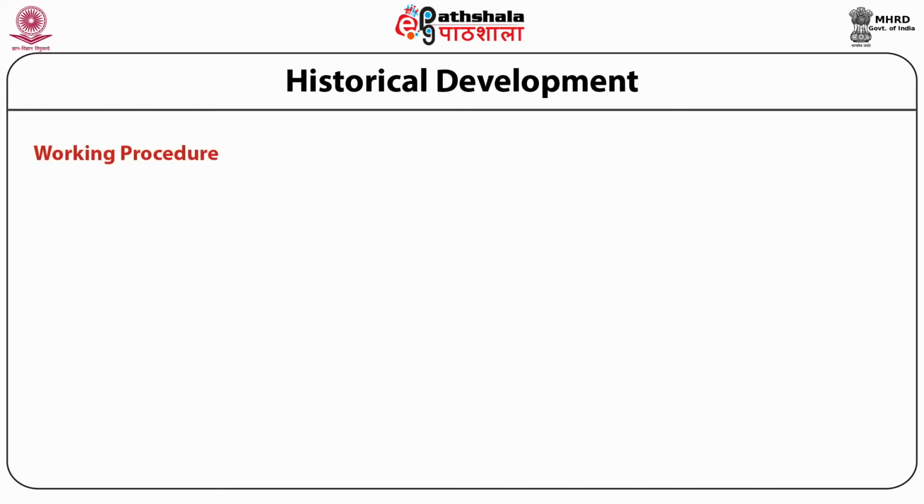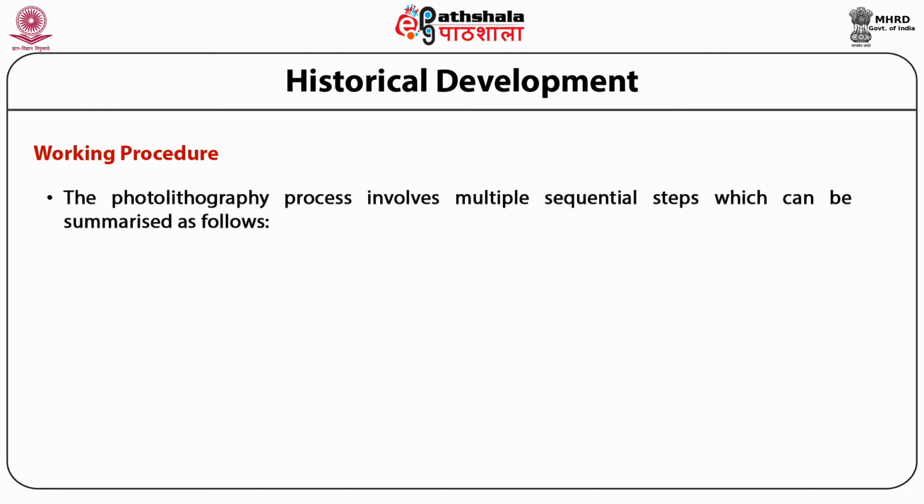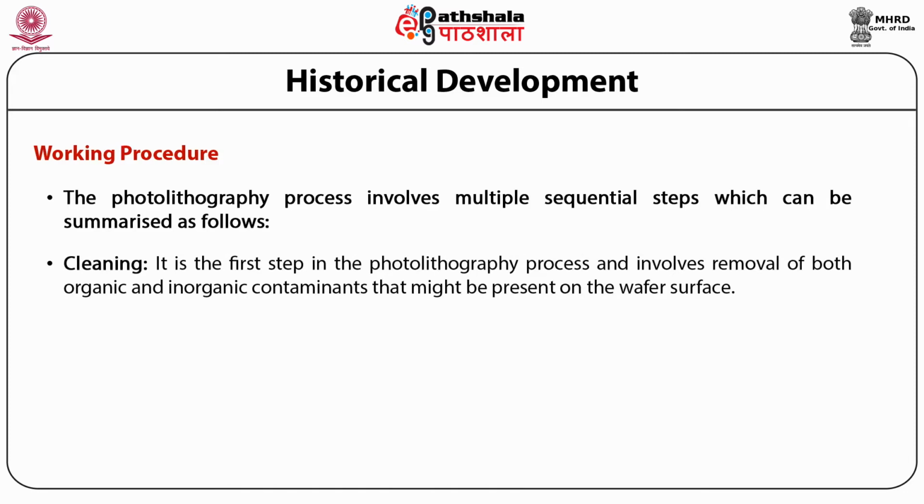Students, let us see the working procedure of photolithography. The photolithography involves multiple sequential steps which can be summarized as: first, cleaning. It is the first step in the photolithography process and involves removal of both organic and inorganic contaminants that might be present on the surface of the wafer.